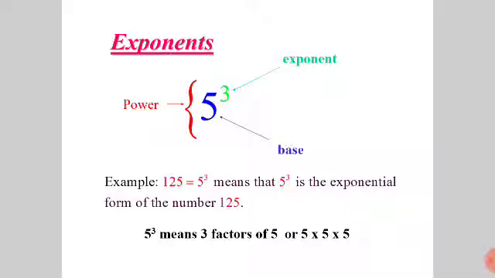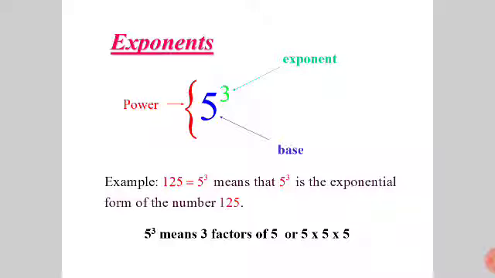Now we are going to learn laws of exponents. So already you know about exponents. 5 cube: 5 is the base and 3 is the exponent. So 5 is multiplied by itself 3 times: 5 into 5 into 5. 5 fives are 25, 25 fives are 125.